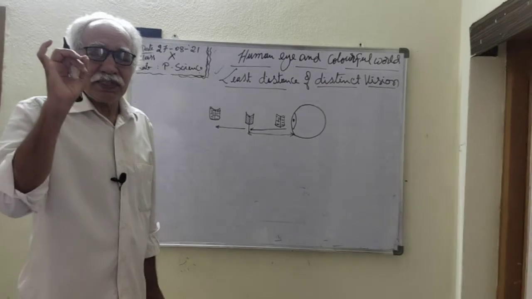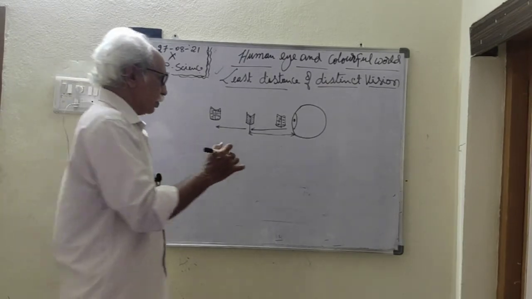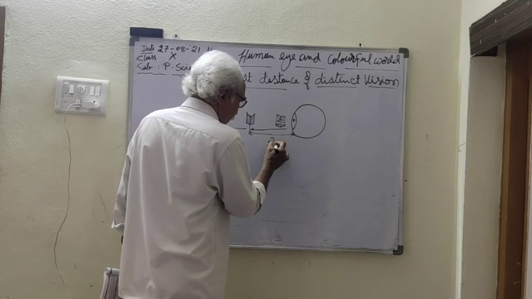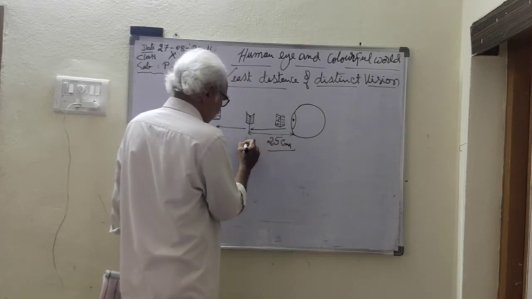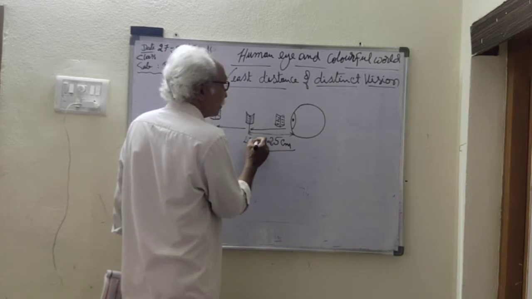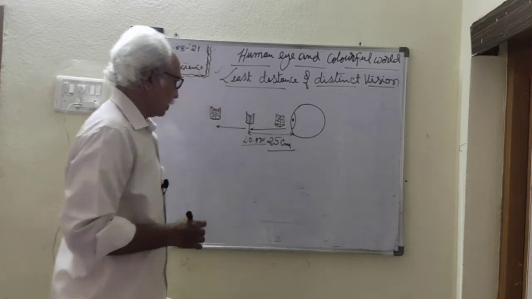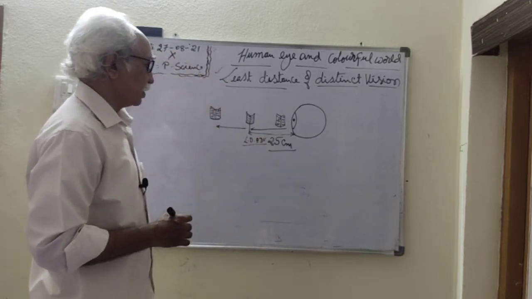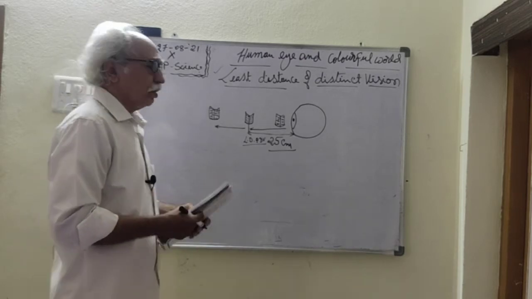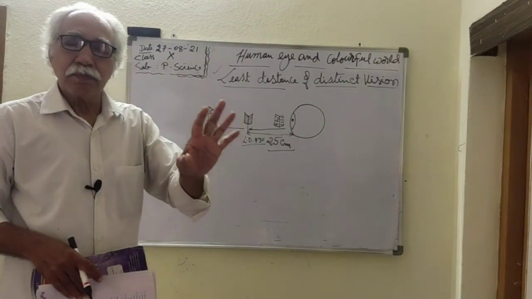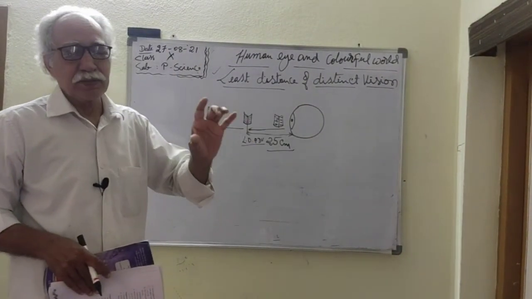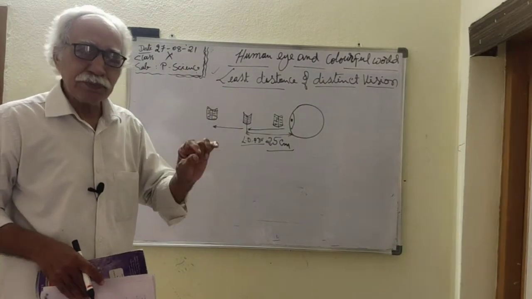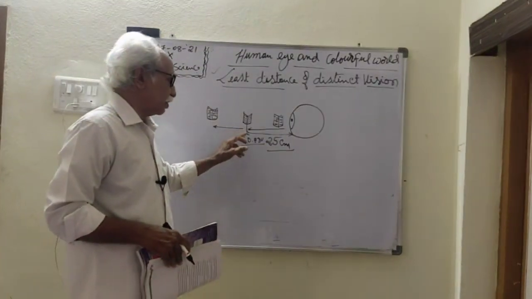So the average least distance of distinct vision is 25 centimeters. Least distance of distinct vision is how much? 25 centimeters. If it is less than that, we cannot see the image brightly, clearly. If it is more than 25 centimeters, then also we cannot see the image clearly and brightly. So therefore, the average distance here is 25 centimeters.